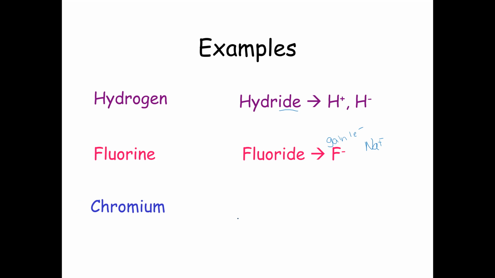Chromium, Cr, has multiple oxidation states, remember, because it's a transition metal. So it can either lose 2, lose 3, or lose 6. When it forms its ion, that would be the chromide ion.